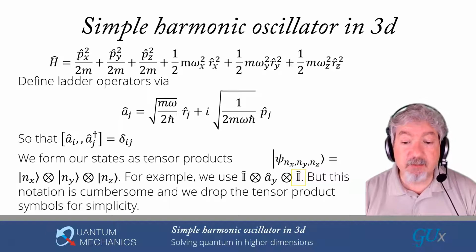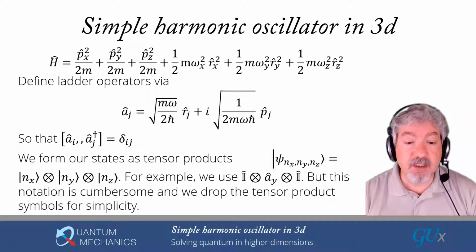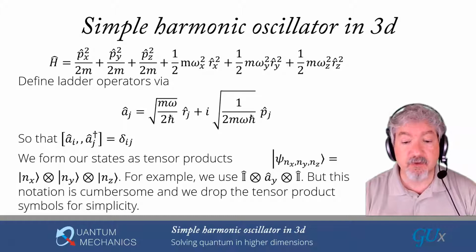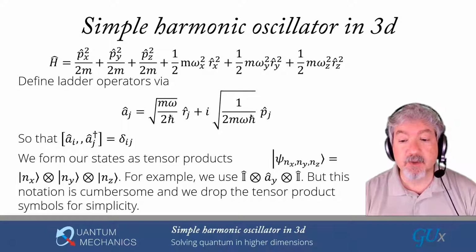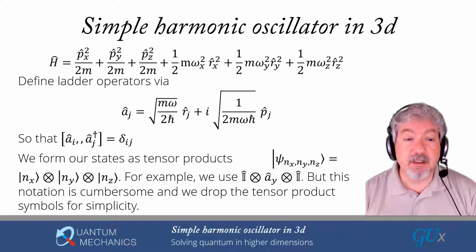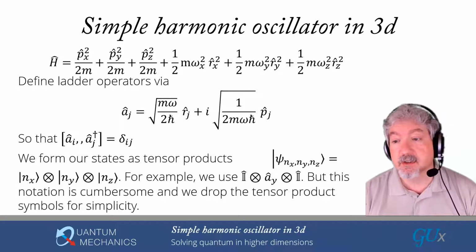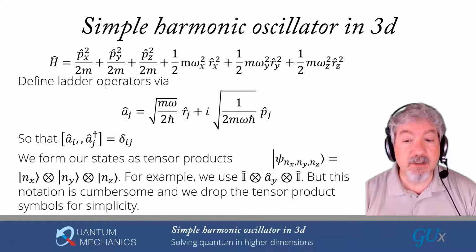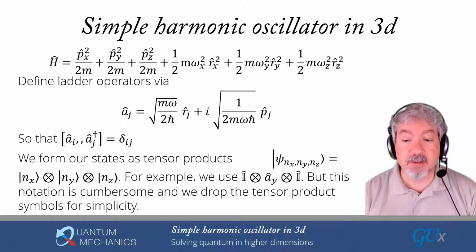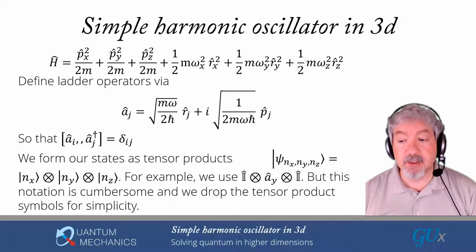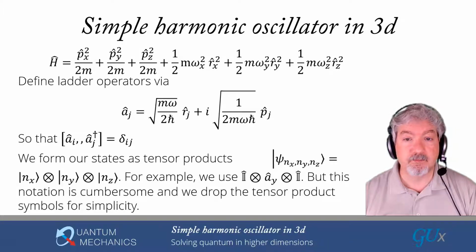And as you can see, putting in all of these tensor products really gets cumbersome and annoying after a while. And so we're going to just drop the tensor product notation, but you have to keep in mind that the AY operator only acts on the y part of the wave function, and the AX only on the x part, and the AZ only on the z, and so forth. You have to keep that in mind when you're working in higher dimensions and you have these tensor products, because we really do want to suppress this tensor product notation. It simply gets to be too unwieldy to work with.